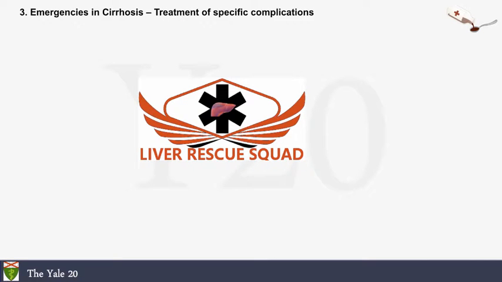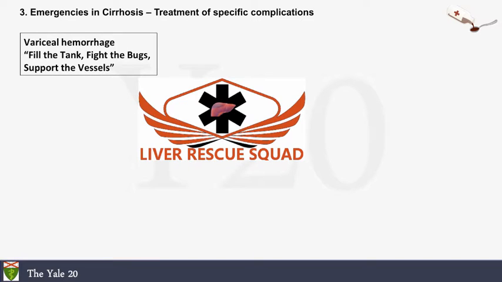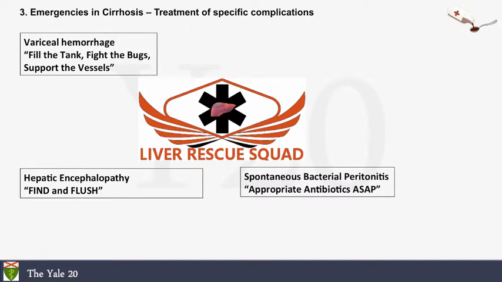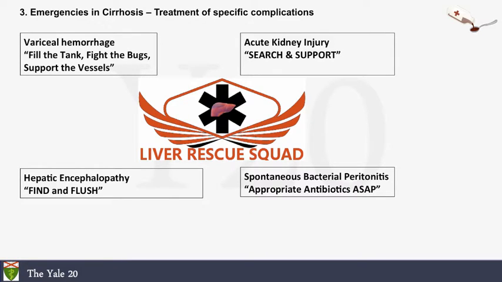All right, so now we're here to treat. So when you see a patient with cirrhosis and you've identified they're decompensated cirrhotic, what do you do? Address the variceal hemorrhage if they're bleeding, fill the tank, fight the bugs, support the vessels. Encephalopathy, they're very confused or somnolent, find and flush. Spontaneous bacterial peritonitis, appropriate antibiotics ASAP. And acute kidney injury, search and support. Go through each of these in turn.